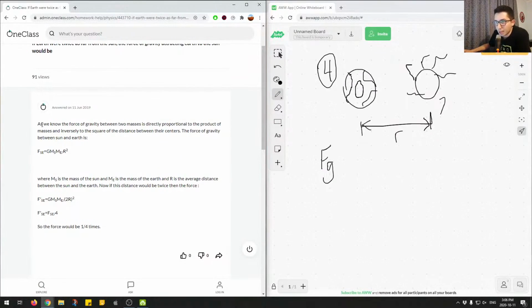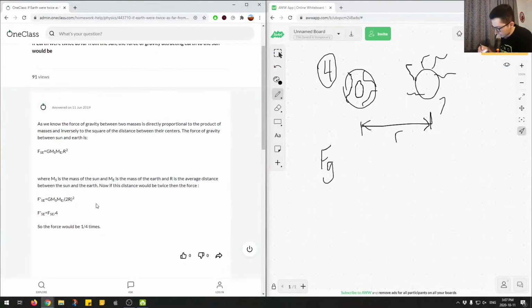the correct answer. As we know, the force of gravity between two masses is directly proportional to the product of the masses and inversely proportional to the square of the distance between their centers. This is just the equation for the force of gravity between two objects, where G is the gravitational constant and m is the mass, the first mass, the second mass, divided by r squared, the distance between them. And this is the explanation of the variables. Now if this distance was twice, then we would have 2 times r, and we end up with 4 in the bottom, and we know that the force is a quarter because of the double distance.